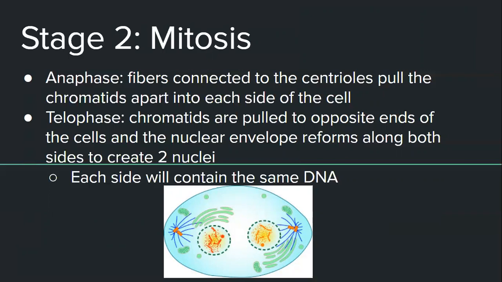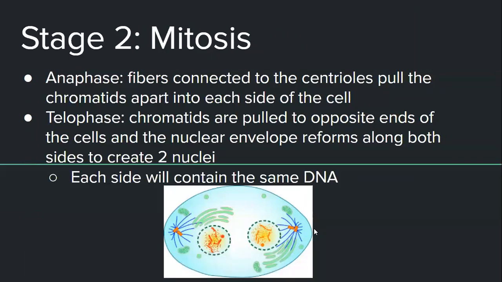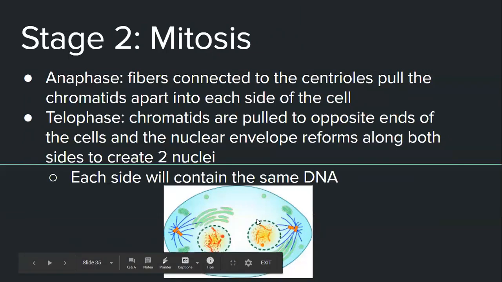So remember, we have this cell. When they're going to these opposite sides of the cell, that is going to be called anaphase. They're going to be pulled by these centrioles, like we just said. Remember, centrioles only appear in animal cells. Plant cells do not have centrioles. They're going to be pulling on these two sides.